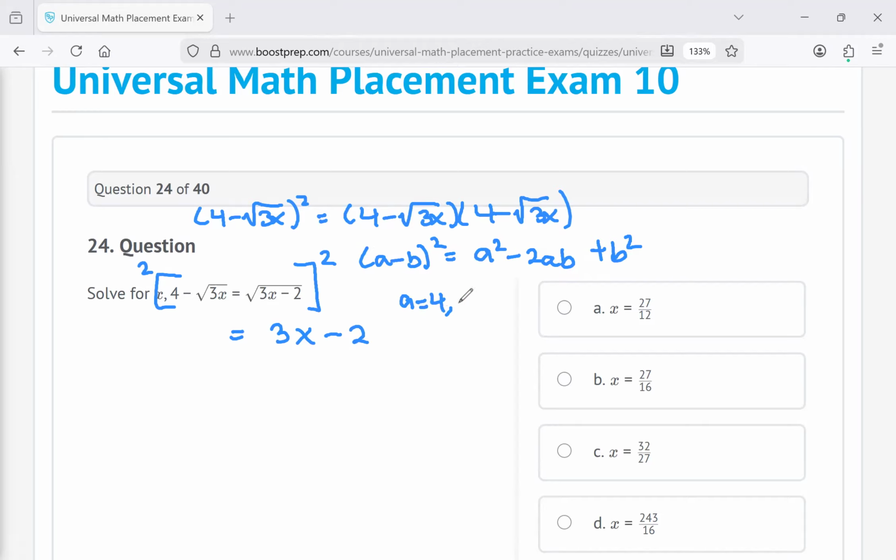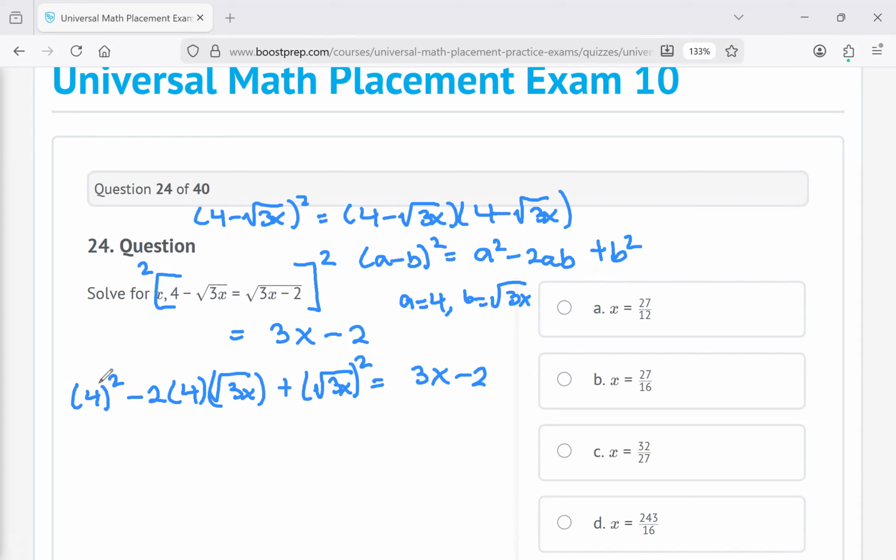Here a is 4 and b is square root of 3x. So it's 4 squared minus 2 times 4 times square root of 3x, plus square root of 3x squared. And on the right, you're left with 3x minus 2. So 4 squared is 16, 2 times negative 4 is negative 8 square root of 3x, and square root of 3x squared is 3x.